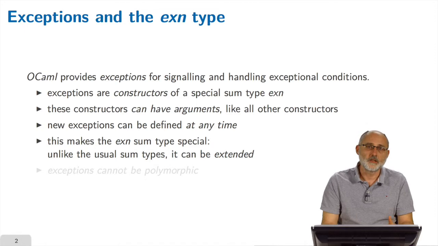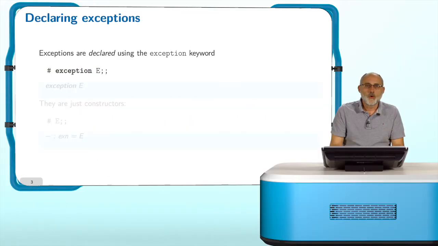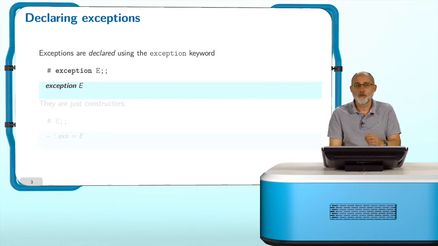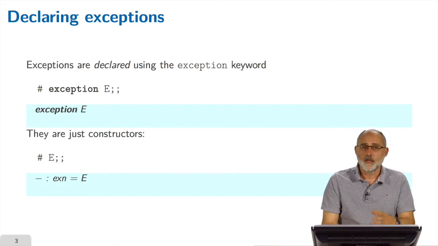On the other side, there is also a limitation that comes with this extra power: the exception cannot be polymorphic. You must fix a type at the beginning. Well, to declare an exception, it's extremely simple. You just use the keyword exception, like here in the top level we have written exception E, and we hit return. The system will answer, okay, there is a new exception declared with a constructor E. And these are really just constructors. After the definition, we can just type capital E, and the system says, yes, that's a value, E, of the exception type.